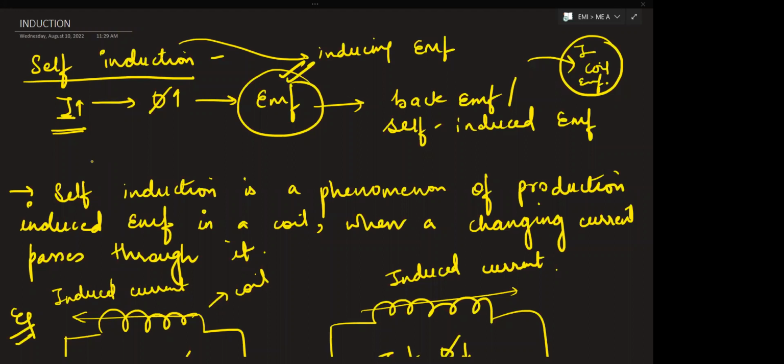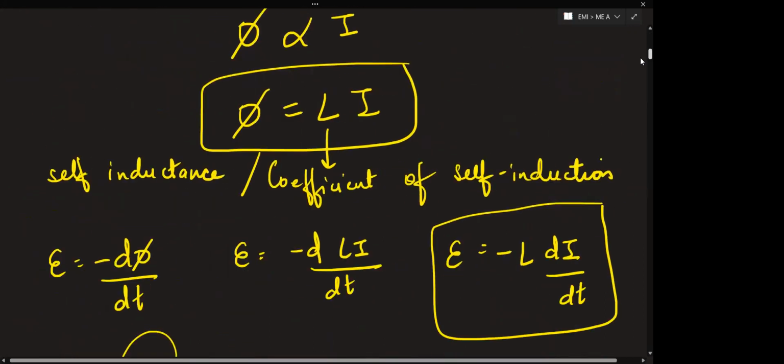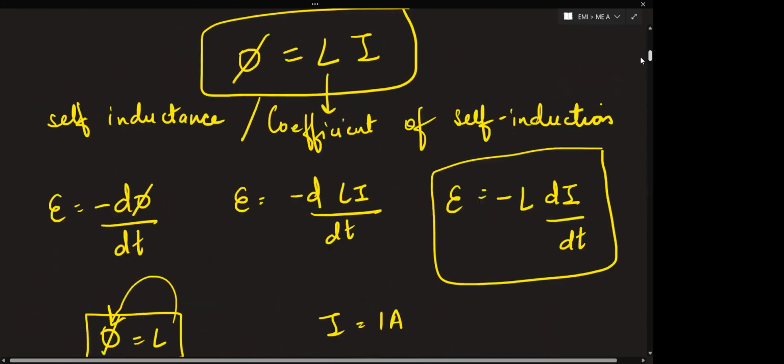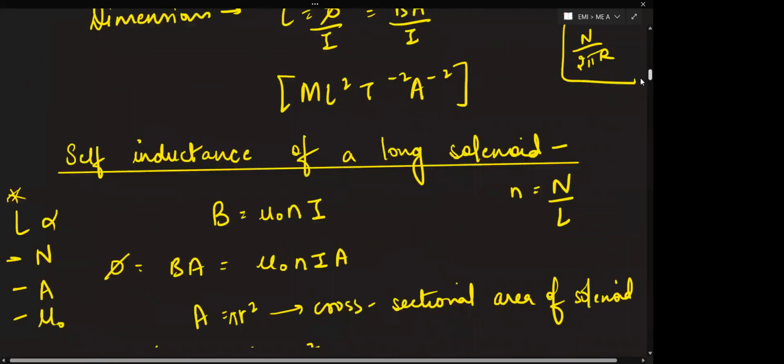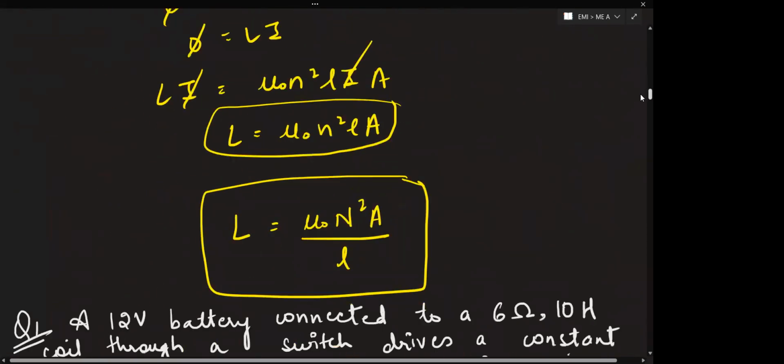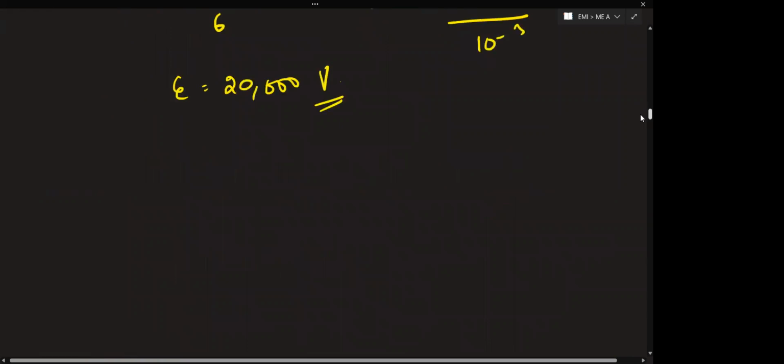Now, current increased, flux increased, or current decreased, flux decreased, and EMF got induced, which we called the back EMF, self-induced EMF, or the inducing EMF. All these phenomena occurred in a single coil. In one coil only, the current got induced and the flux also changed. Phi is equal to Li, we had seen. E is equal to minus L di over dt, that we have also seen. For the solenoid also we had derived it.